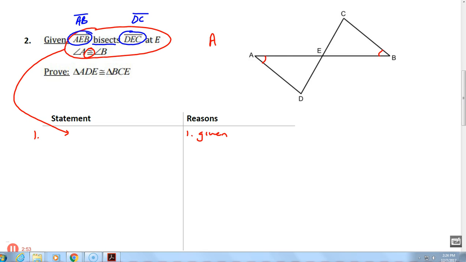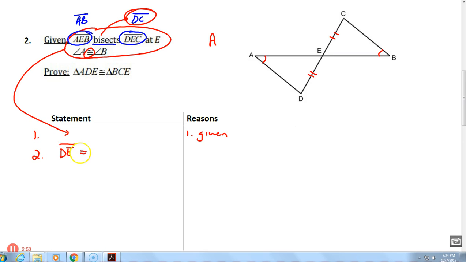It says that segment AB bisects DC. So I know that DC, this one, it's always whatever comes after the word bisect, that's the one that got chopped in half. So I know that DE equals EC.